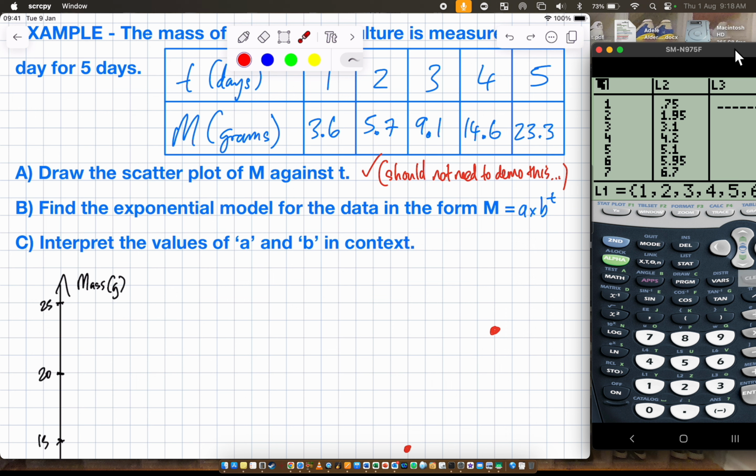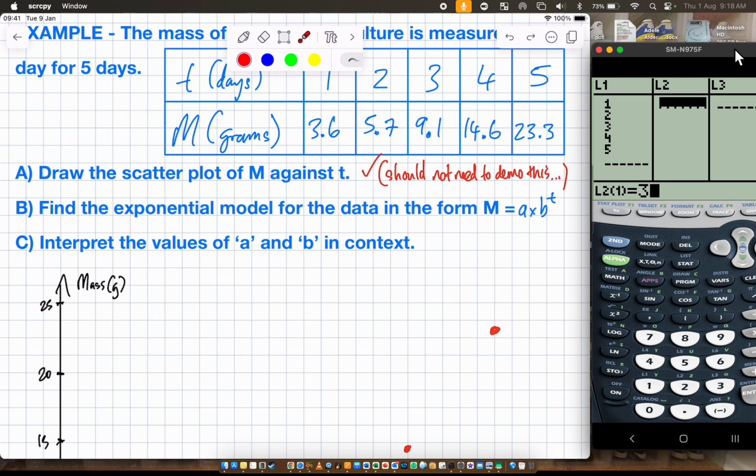So you go to L1, clear. It's asking, what do you want in L1? I want nothing in there. Press enter, okay? I don't want you wasting time clearing every one of those, especially if it asks you to put 12 bits of data in there, okay? So highlight the column, press clear, enter. It's fresh now. So I put my X data in, 1, 2, 3, 4, 5.